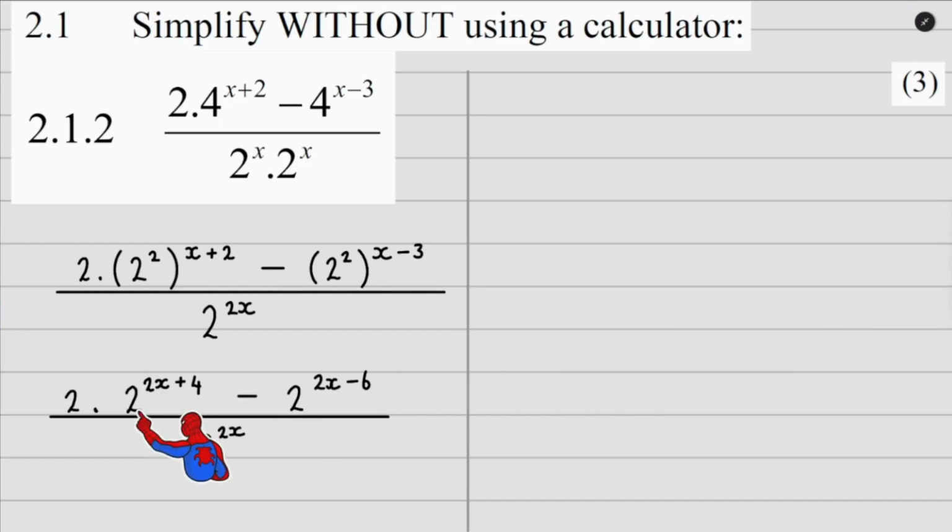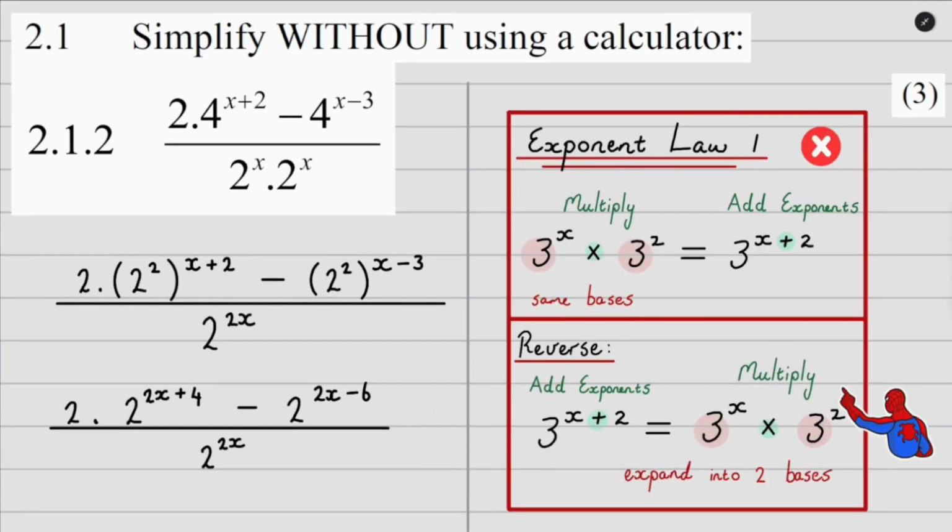Okay, and now we're going to need to split these up in order to factorize. So let me show you what I mean by split them up. So it's the exponent law we saw earlier, that if I multiply like bases, you add the exponents. But we're going to do that backwards. If we're adding the exponents, we split it up into 2 like bases, where they're raised to the power of each exponent separately. So we're going to be using the reverse version of it.